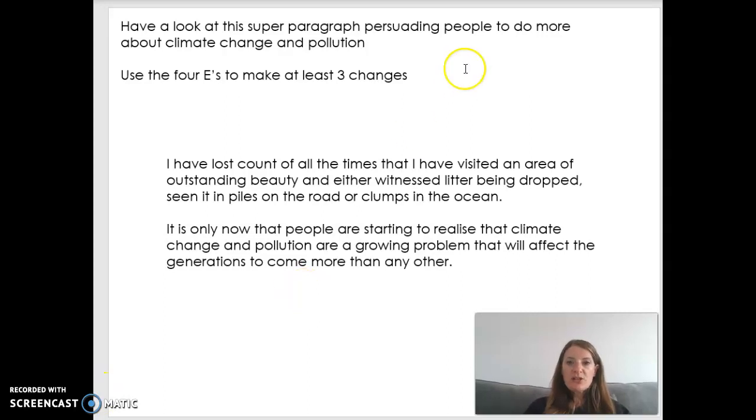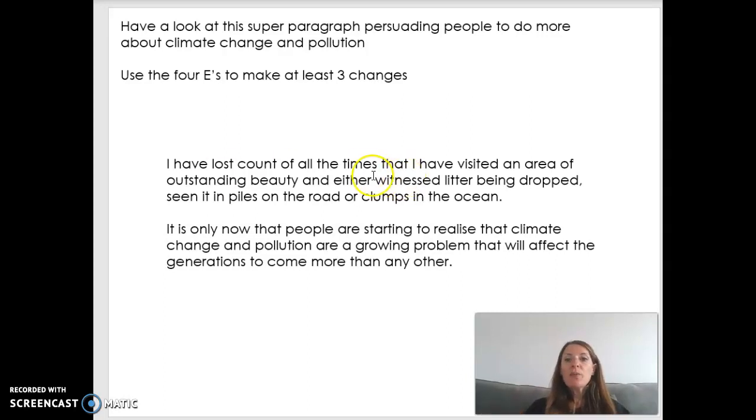So let's practice that, because it's not easy and it takes time and patience to practice. So I've taken this really super paragraph that I was sent when a wonderful human was trying to persuade people to do more about climate change and pollution. They wrote, I have lost count of all the times that I have visited an area of outstanding beauty and either witnessed litter being dropped, seen it in piles on the road, or clumps in the ocean. It is only now that people are starting to realise that climate change and pollution are a growing problem that will affect generations to come more than any others.